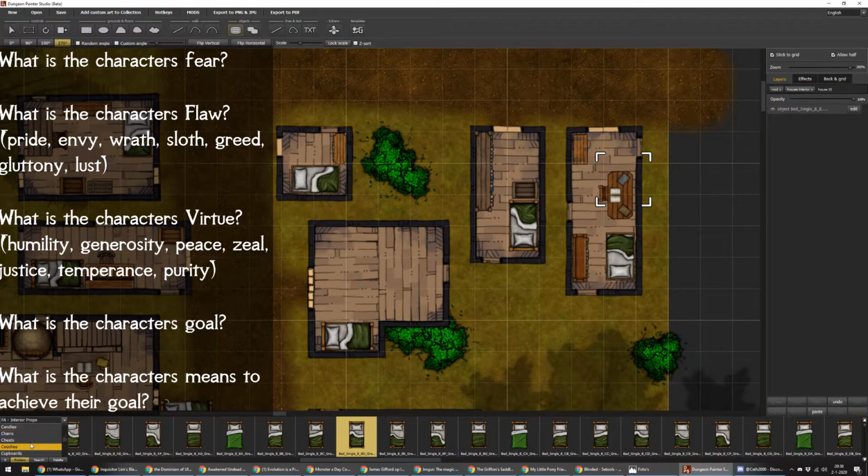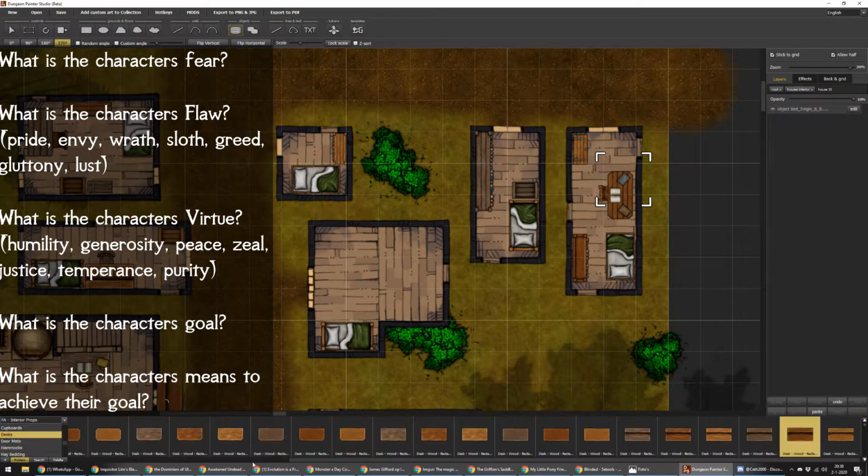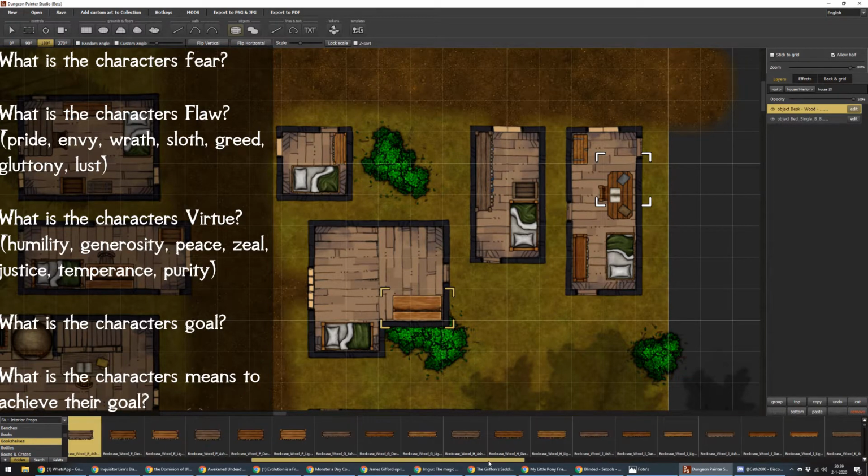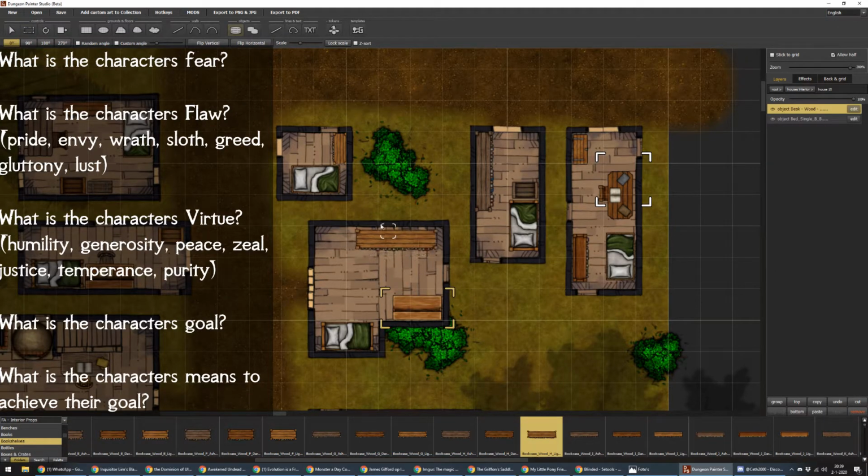What is this character's goal? Let's say that they want a family. Currently they're pretty much living alone, they're not married, they don't have a husband or wife. What's their goal? To build a family.